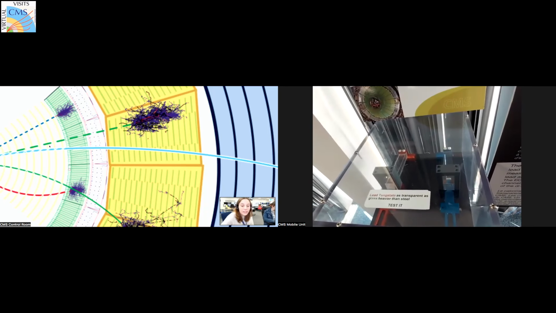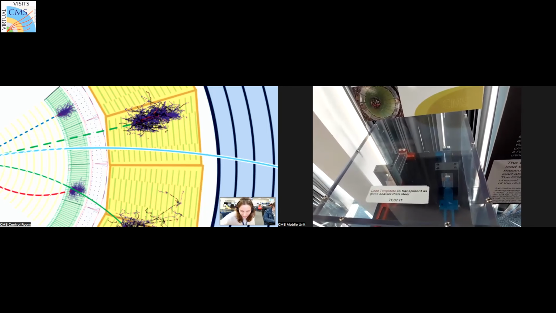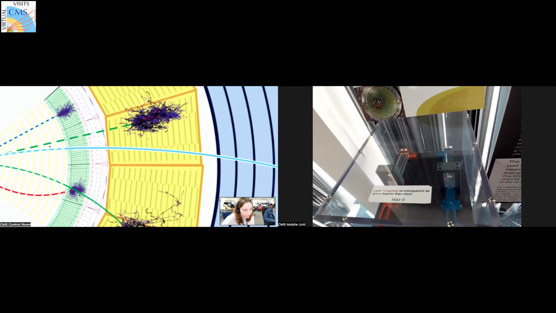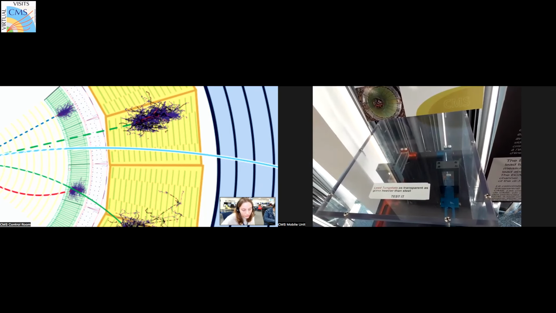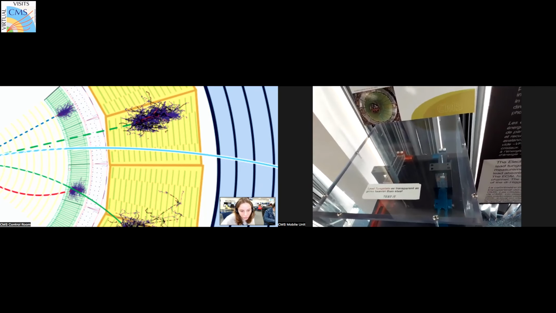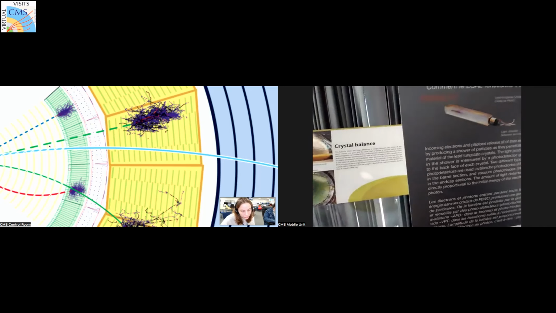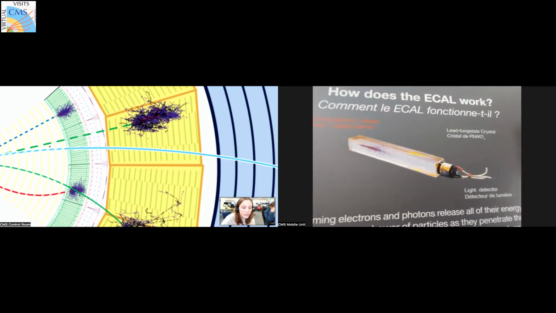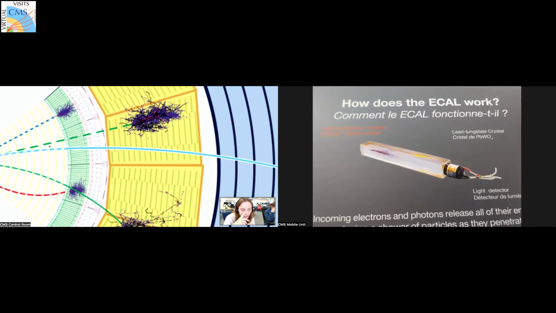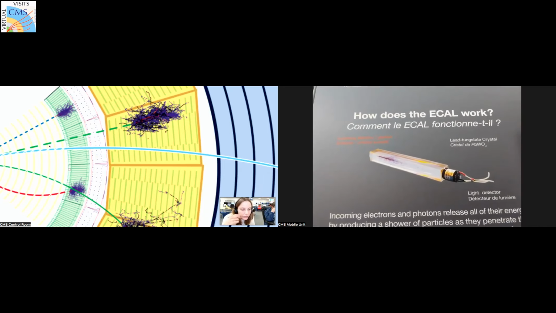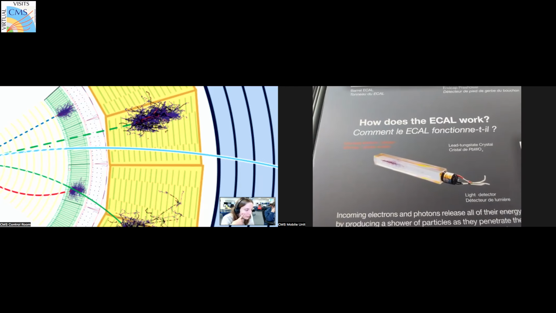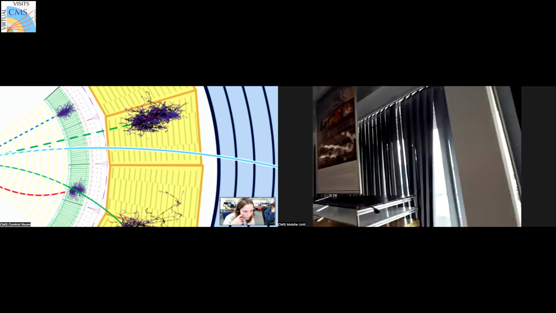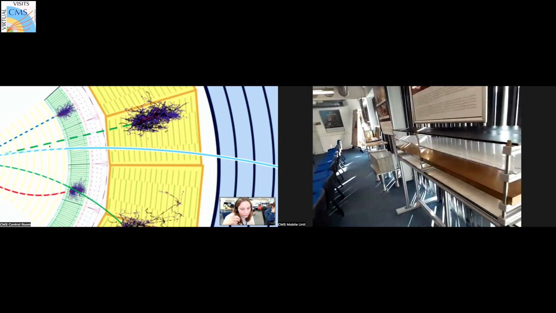So the ECAL is basically a layer of crystals where, when the particle enters, it showers. For example, an electron will emit a photon, which splits up into an electron and a positron and so on, and will leave its own light there, as you can see in the picture on the left, and the particle will die there. After that, we have the hadronic calorimeter, the HCAL, which is designed completely differently. Basically, it's not made of crystals.